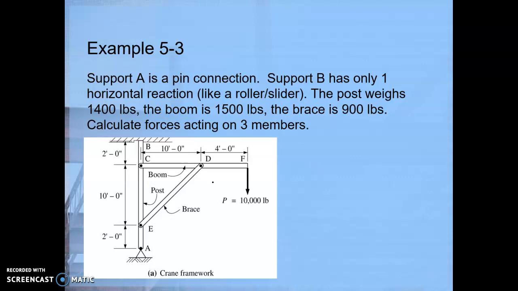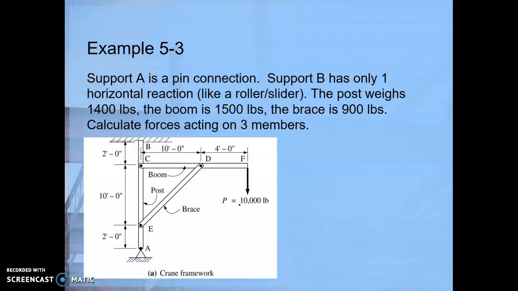And so what we want to do when we analyze a frame like this is basically just to find the joint reactions. How are these joints pushing against the structural members? We do not need to find the forces in the structural members themselves.